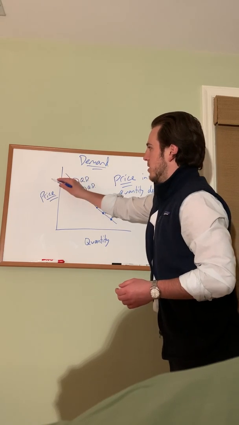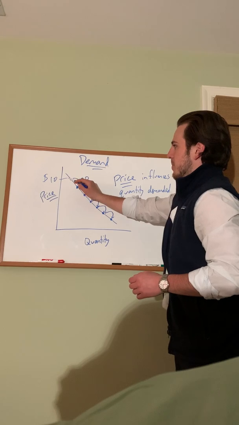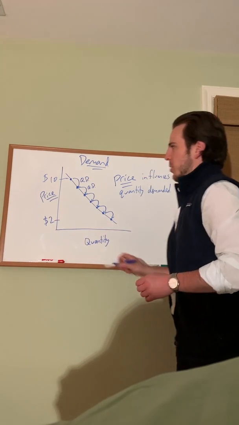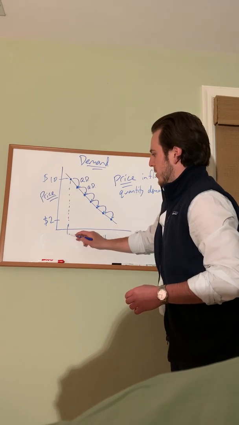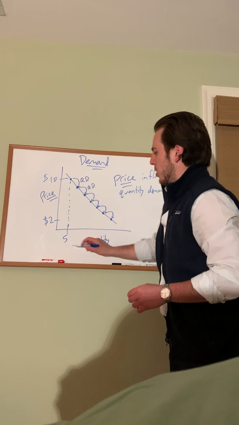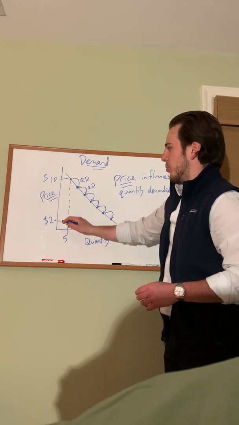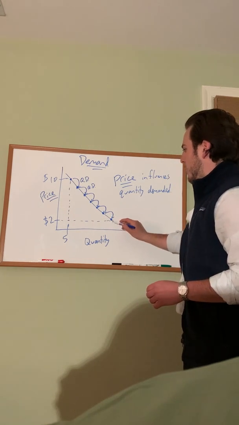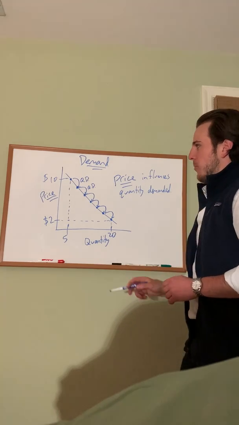So if this is $10 for whatever item we're talking about, okay, and this is $2 for whatever item we're talking about, let's plot this point. Let's say 5 people are willing to buy it here. 5 is the quantity demanded here. And then if the price goes to $2, we plot that point over here, and 20 people are willing to buy it. The quantity is 20, right?